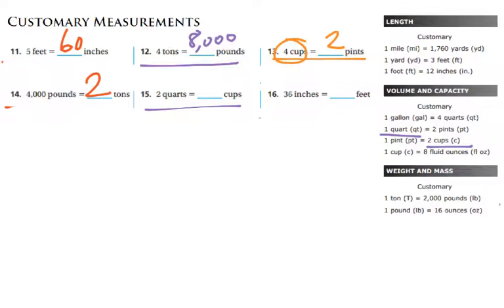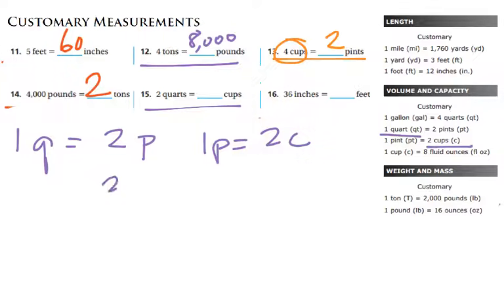So I see that 1 quart equals 2 pints. And then 1 pint equals 2 cups. Okay, so if I'm thinking about 2 pints, I would have 2 cups plus 2 cups. So therefore, 1 quart equals 4 cups.